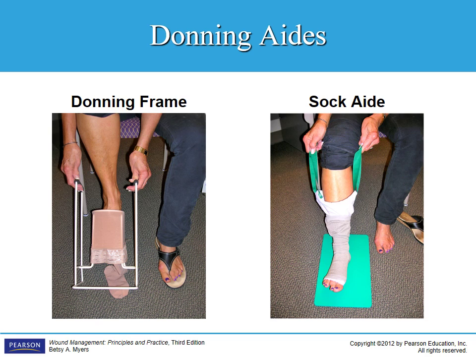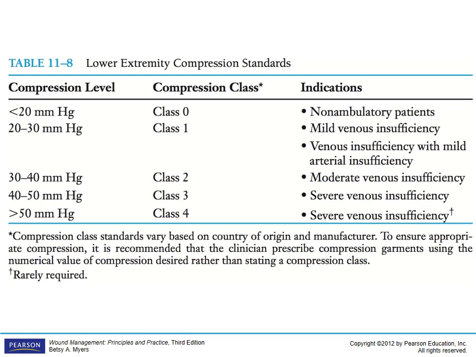There's a donning frame on the left. There's a sock aid on the right, and these both are things that help the patient to put on these compression garments, which can be very difficult to put on, because again, the strength of the compression is pretty high. Here's the compression class and the compression level and when you need to use them. We talked about this in general, 40 to 50, and anything above 50, you really need to have a physician's order. For anything over 30, so 30 to 40, 40 to 50, you really need to have a physician's order.